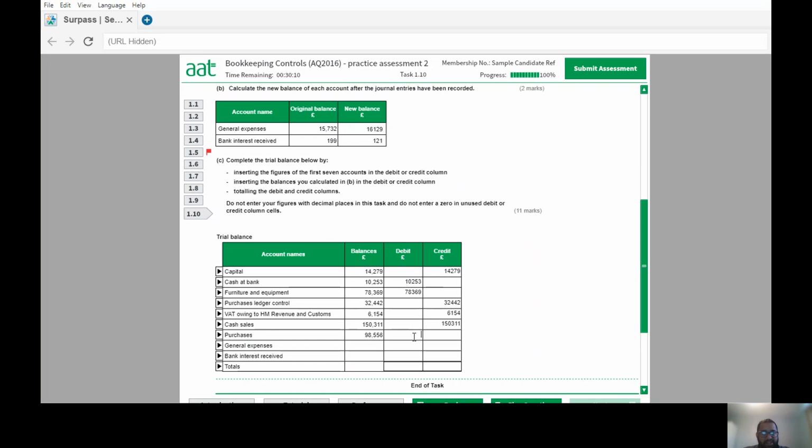Cash sales is an income, 150,311. And the purchase is going to be an expense, 556. The general expenses is going to be 16,129 pounds. And the last but not the least, the bank interest received is an income, 121 there. So we have done all my debits and credits. Yeah, I'm very surprised.